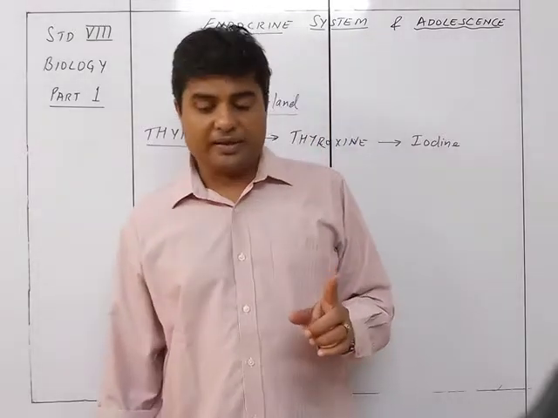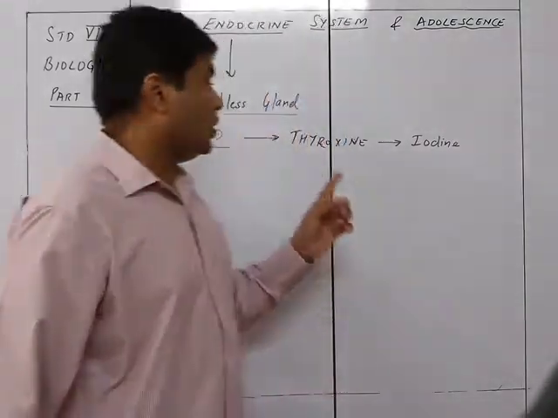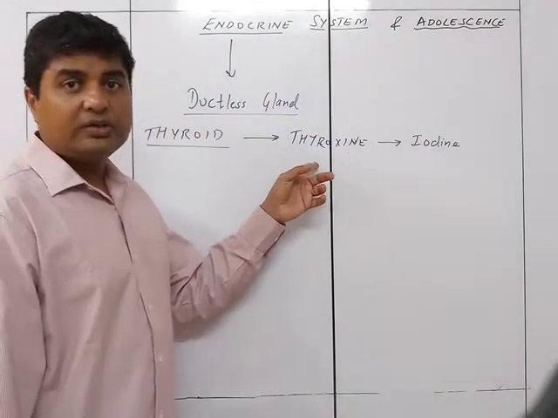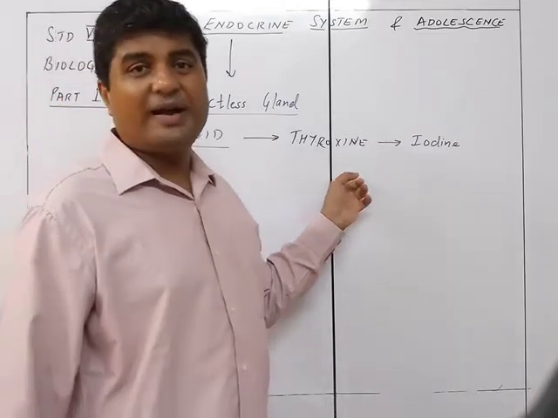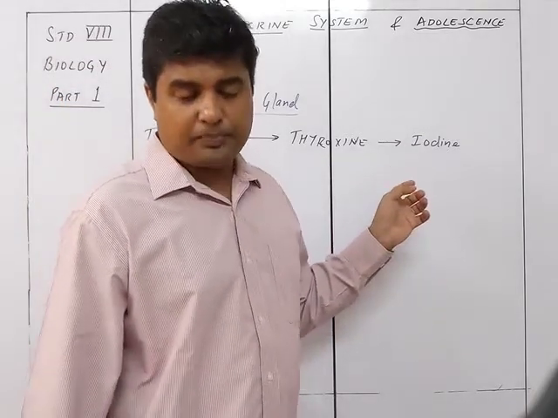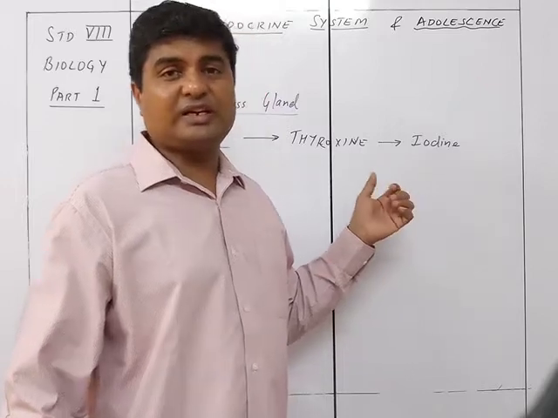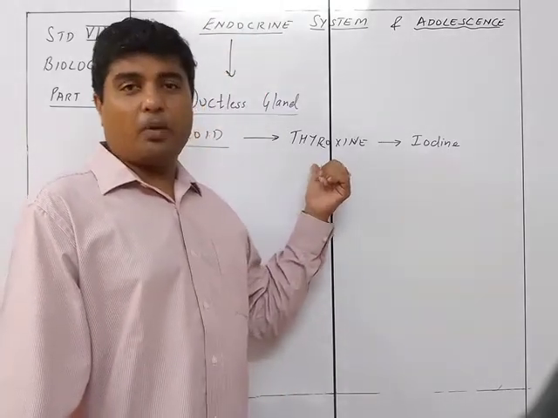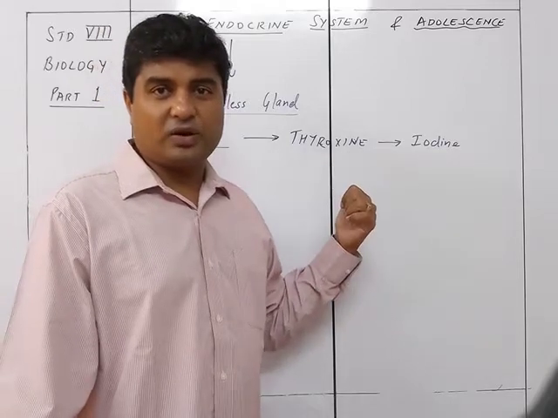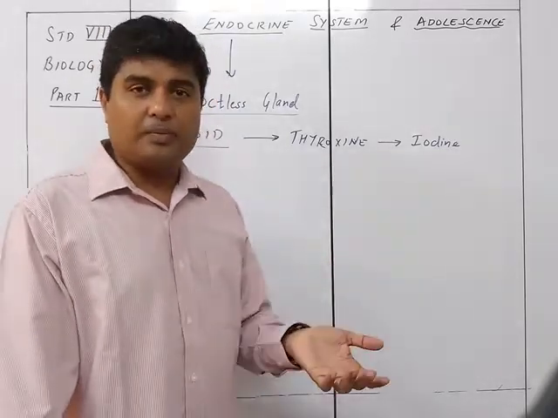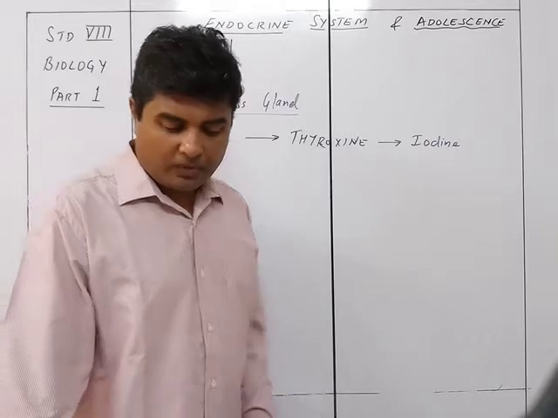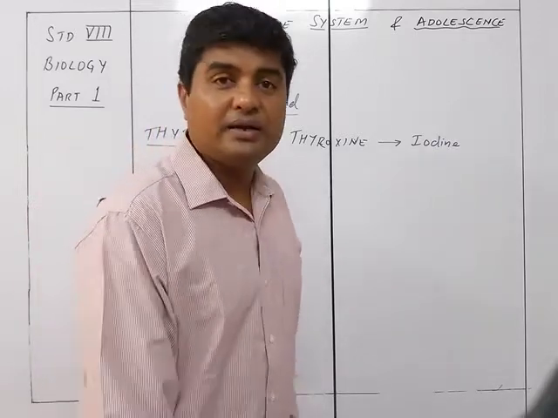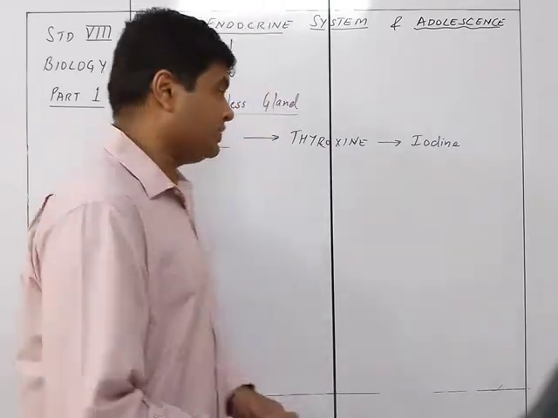And the most important thing is that if there is an over secretion, then also it's a problem, and if it is an under secretion, then also it is a problem. So insufficient secretion or under secretion is going to be a problem in case of less thyroxine, and if more thyroxine is being made, then also it is going to be a problem. So let's see what deficiencies are going to be caused.